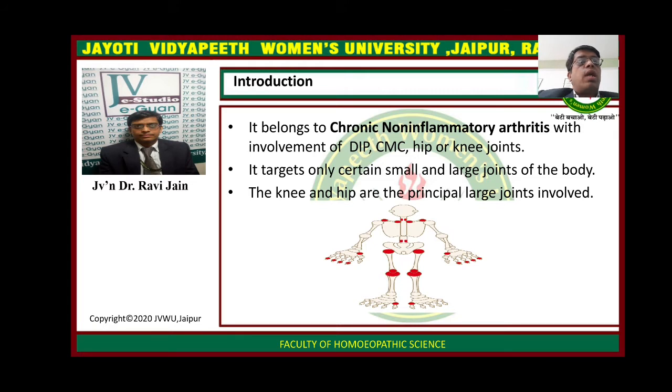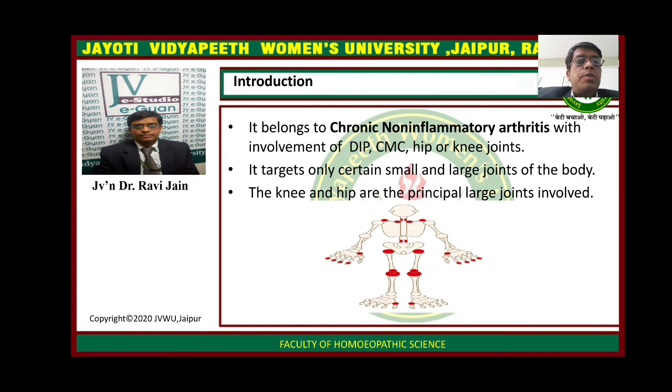Osteoarthritis belongs to the chronic non-inflammatory arthritis, with involvement of the distal interphalangeal joint, carpometacarpal joint, hip joint and knee joint. So most commonly, larger joints are involved in osteoarthritis. Osteoarthritis targets both small and larger joints of the body, but more commonly the larger joints. The knee and the hip are the principal large joints involved.